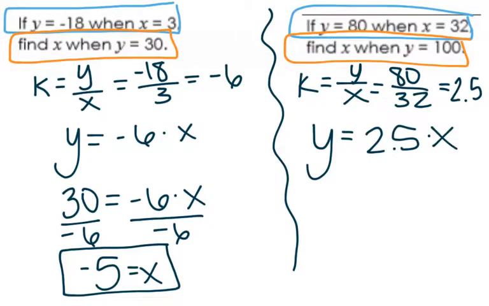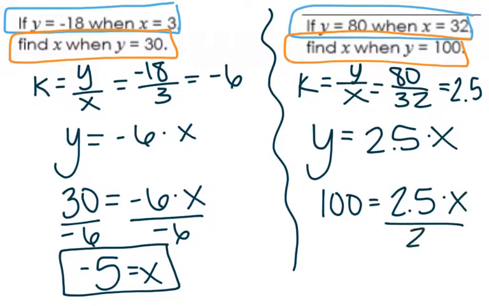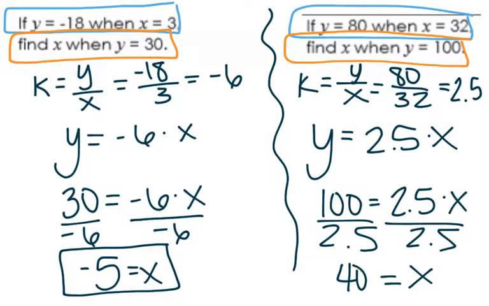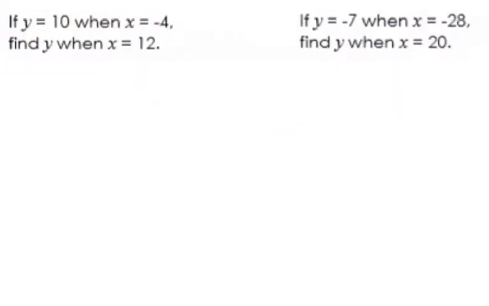Alright, and now I'm going to use the part in orange to figure out what I'm looking for. So I'm going to find x when y is 100. So I'm going to replace y with 100. And the way I would get rid of multiplying by 2.5 is I would divide by 2.5 on both sides. So x equals 40. Alright, let's do some more.